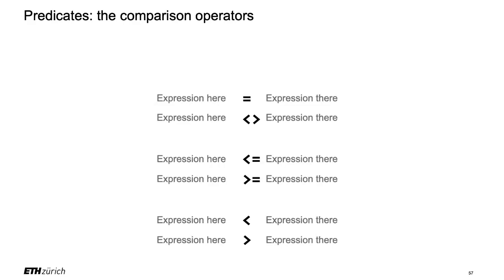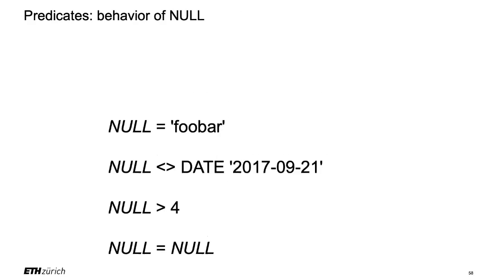All right, then the comparisons. So you have equals, different. So the smaller than, greater than means different. Then you have smaller or equal, greater or equal, smaller strictly, and greater strictly. That should be clear, right? These are the comparisons.